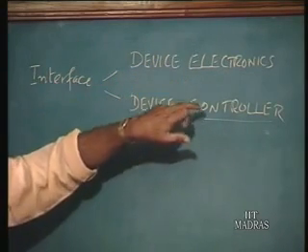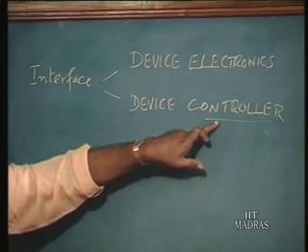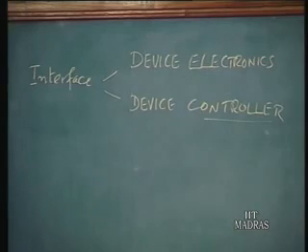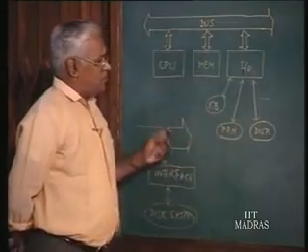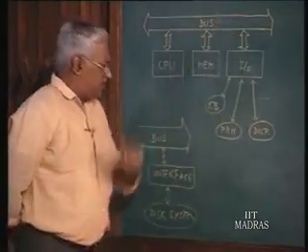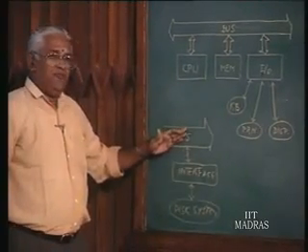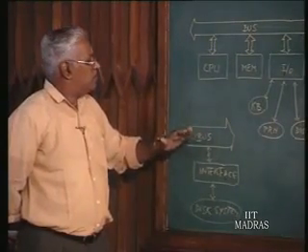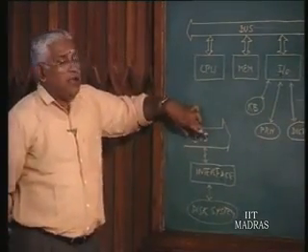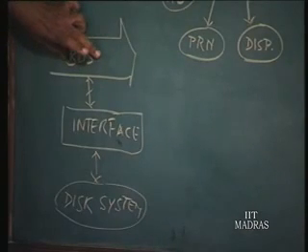We will worry more about this controller part. This controller is the one which is going to collect the data from the input output and pass it on to the bus side. Now, this side must be uniform, because if you do not have a uniform set of signals here, we cannot have a standard bus.